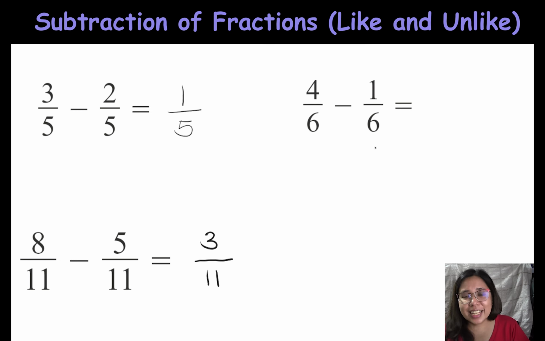Alright, so next example, we have 4 over 6 minus 1 over 6. Okay, so this is like fraction. So, kokopyahin lang natin ulit yung ating denominator. At yung numerator ang ating isosolve. So, 4 minus 1 is equal to 3. So, itong answer natin, pwede pa natin itong i-reduce to its lowest form.